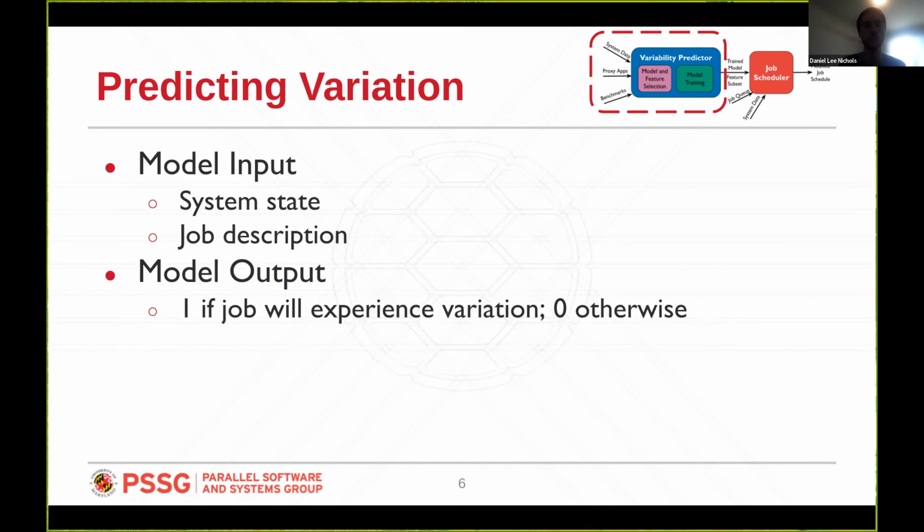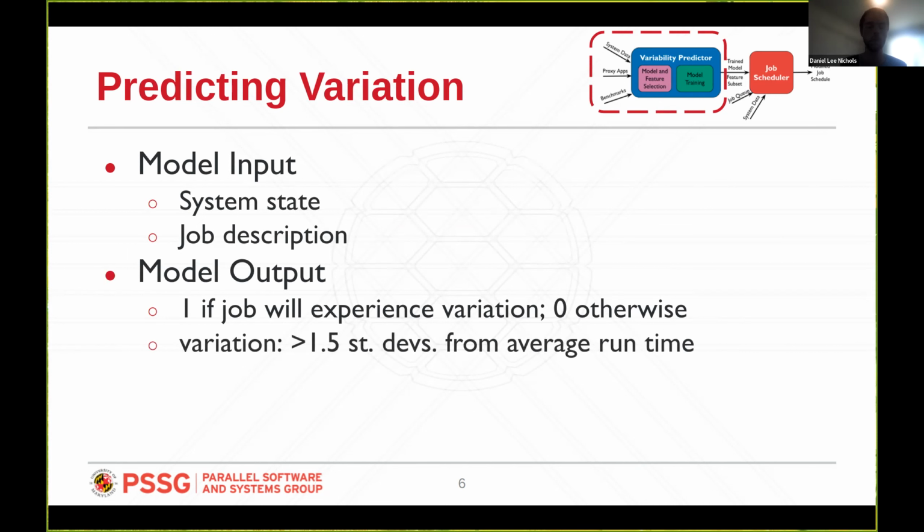Here we pose that as a binary classification problem: a 1 if it will experience variation or a 0 otherwise. To clarify, we define variability as a job's runtime being more than 1.5 standard deviations away from its average runtime, determined experimentally. You can define this in other ways that are also meaningful, but this works for this paper, and this is what we use for the rest of the talk.